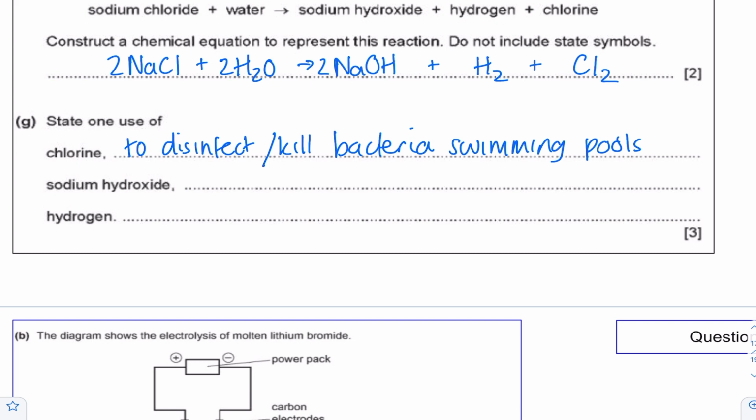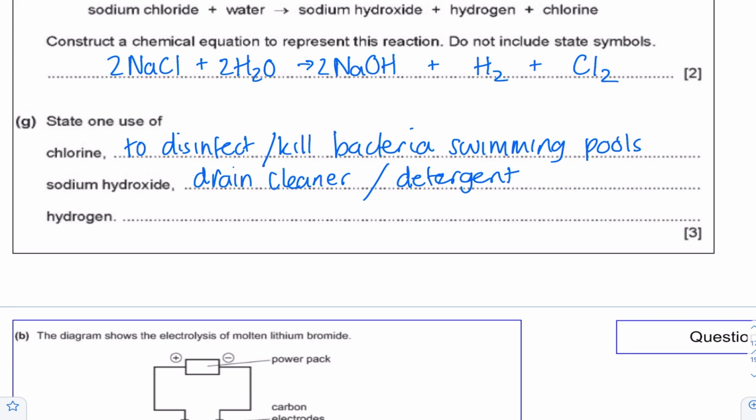Sodium hydroxide is what you would put down your drain if you are going to unblock a drain. So we can say drain cleaner. We could also say any kind of cleaners really. So like named cleaners like soaps, detergents, washing powders, that kind of thing. So detergent is a good word because that covers a whole range of things.